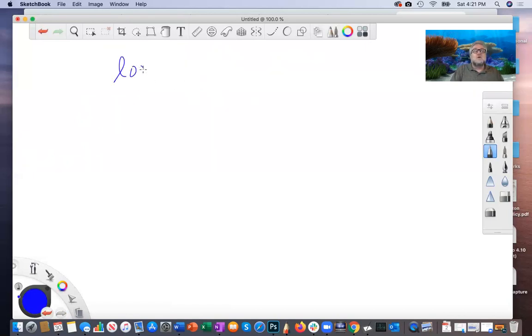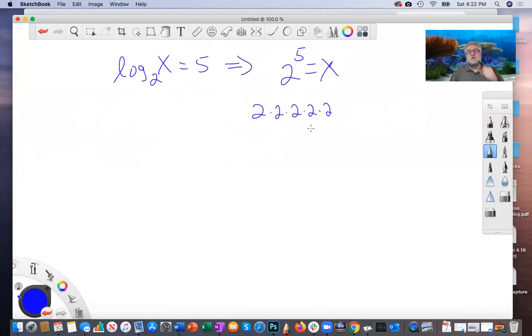Okay. Log base 2 of x equals 5. How are we going to do that? Well, we could use the secret sauce, base, exponent, answer. So this is 2 times 2 times 2 times 2 times 2: 2, 4, 8, 16, 32. X equals 32. Ta-da!